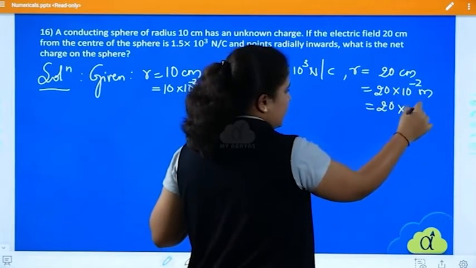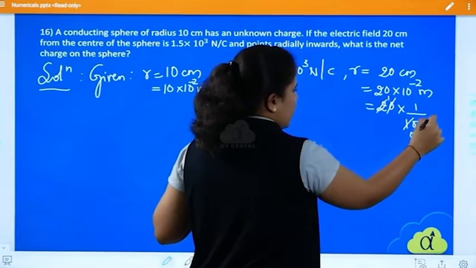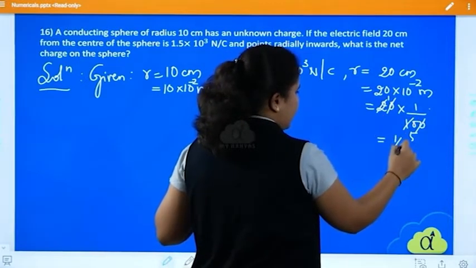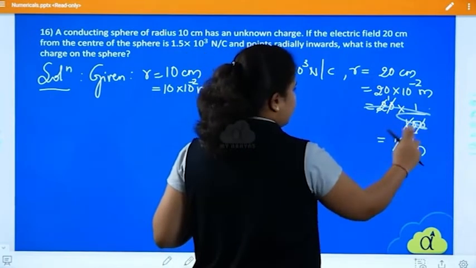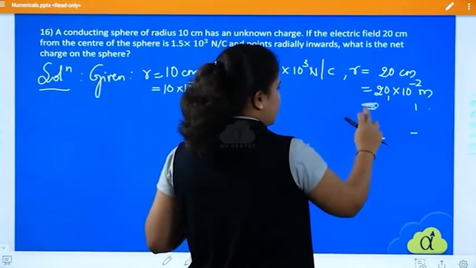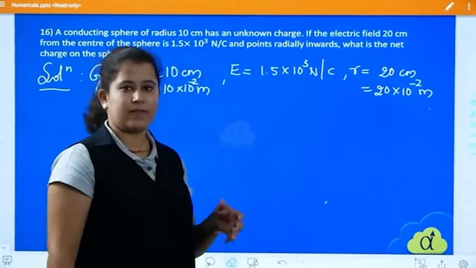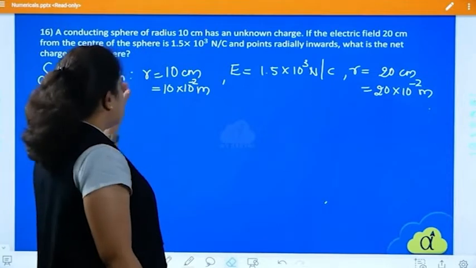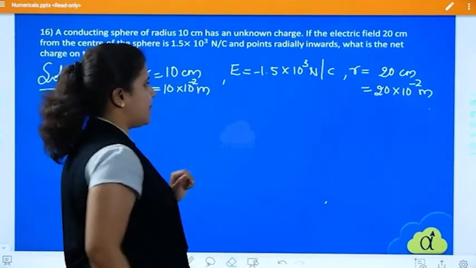Or you can just substitute like this: 1 divided by 100, the 1s go, and 20 over 100 is 1 by 5 meters. But if you are good with 20 into 10 raised to minus 2, it's okay too, because if you have the powers, you can solve it easily. The field points radially inwards, so if there is a radial inward force, it will become minus.